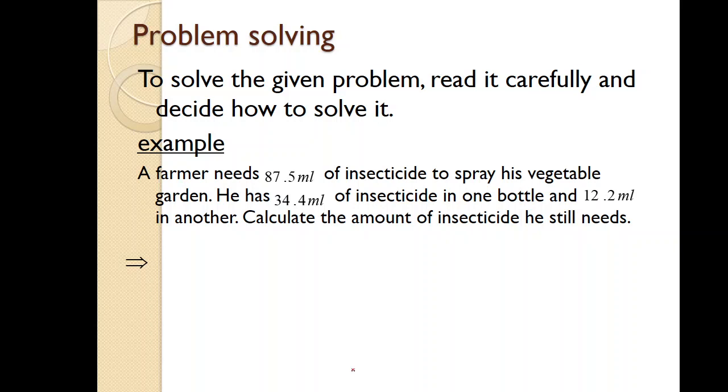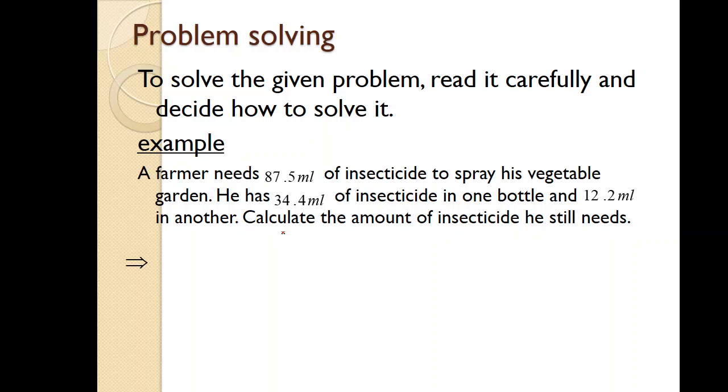Say a farmer needs 87.5 milliliter of insecticide to spray his vegetable garden. He needs 87.5 milliliter of insecticide to spray his vegetable garden. Now he has 34.4 milliliter of insecticide in one bottle and 12.2 milliliter in another. That's what he has. Now we need to calculate the amount of insecticide he still needs.